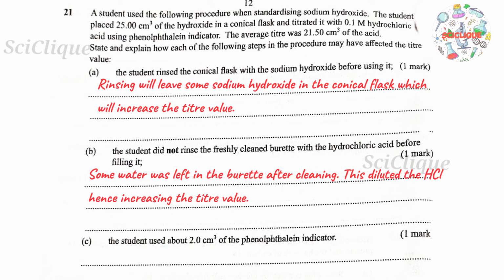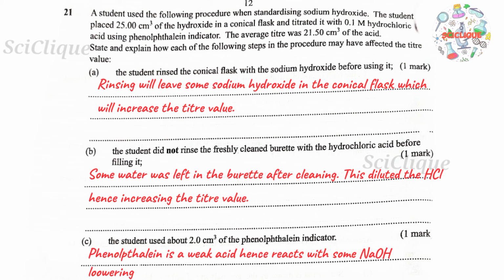Part C. The student used about 2 cubic centimeters of phenolphthalein indicator. Now phenolphthalein is a weak acid. This reacts with a little bit of the sodium hydroxide, and this lowered the titer value.